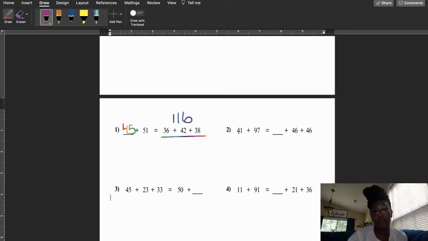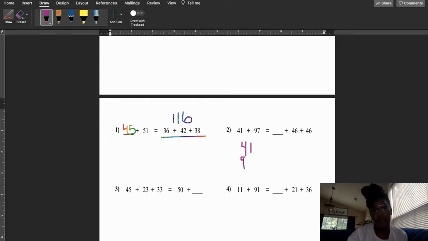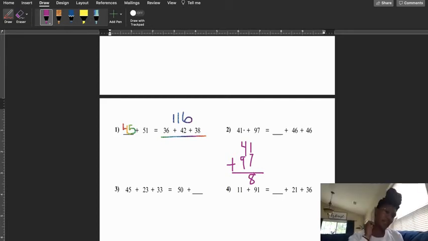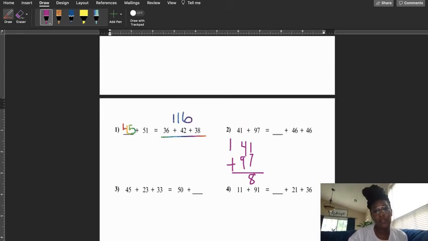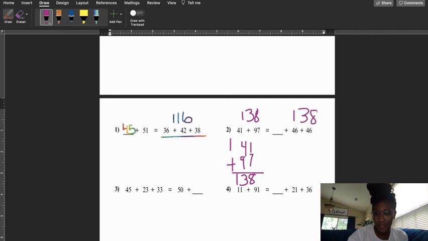When I put all that together, 41 and 97. In the ones place, that gives me an 8. In the tens place, that gives me a 13, but I can't have 13 tens. It's really 100 and 3 tens. Then I drop my 100, and that gives me 138. So if this side is equal to 138, this side also has to equal, you guessed it, 138.